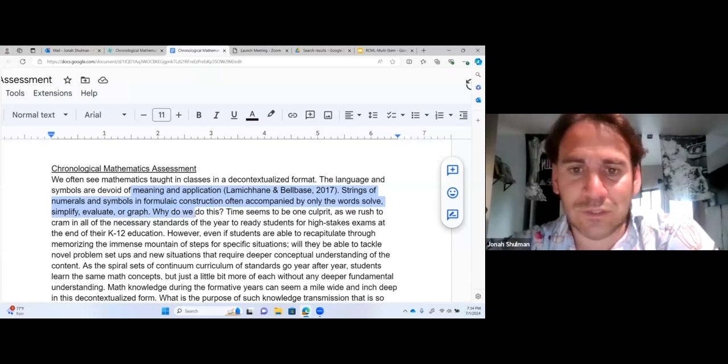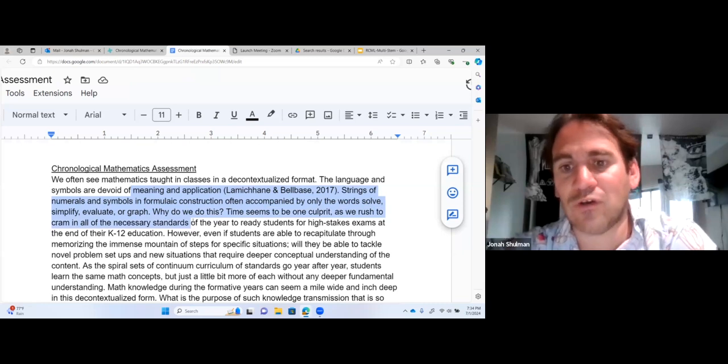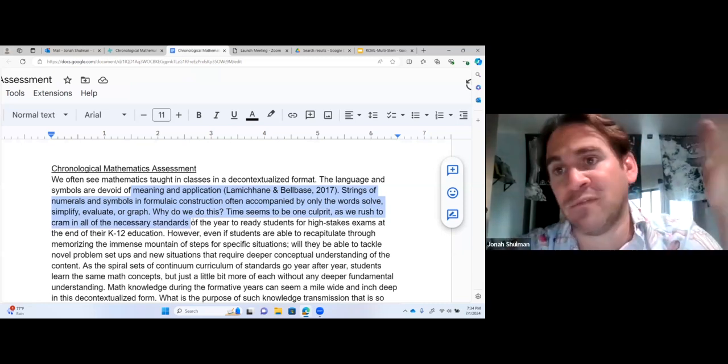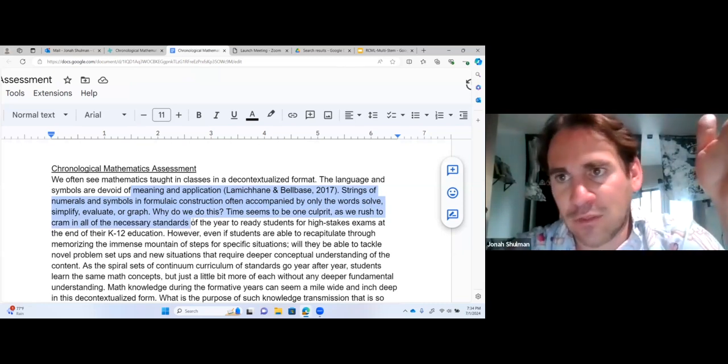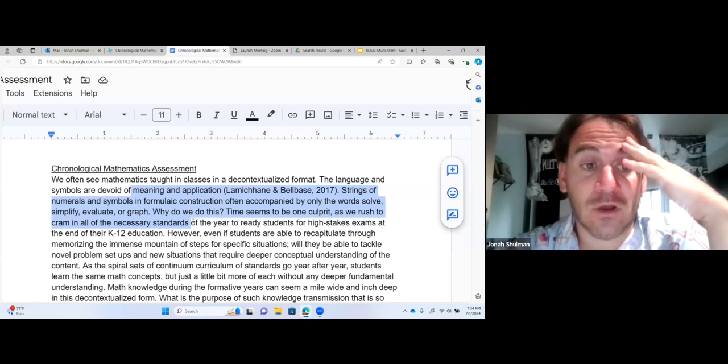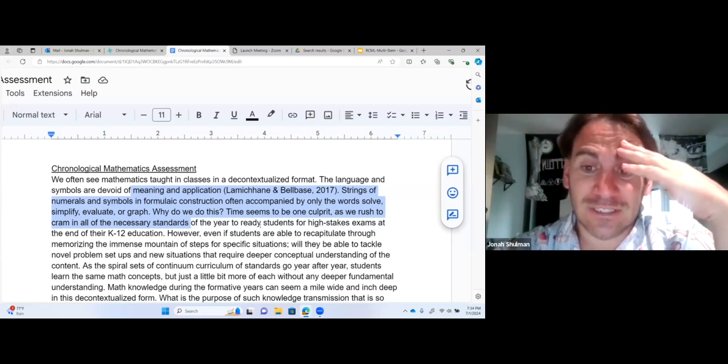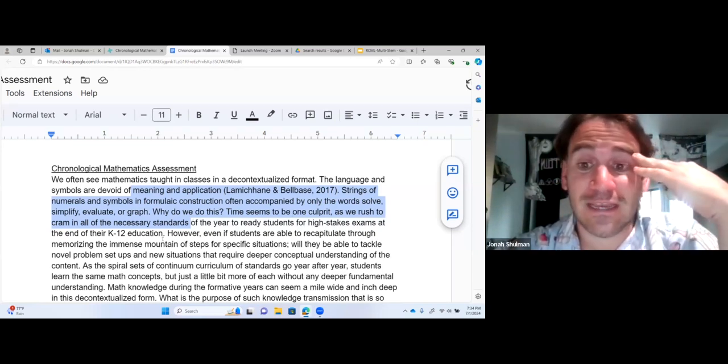So why do we do this, right? It seems that we want to rush it. We have too much to cover. So why teach about anything else? Why give them the context? So we're trying to cram all these standards in to get students ready for high stakes exams.